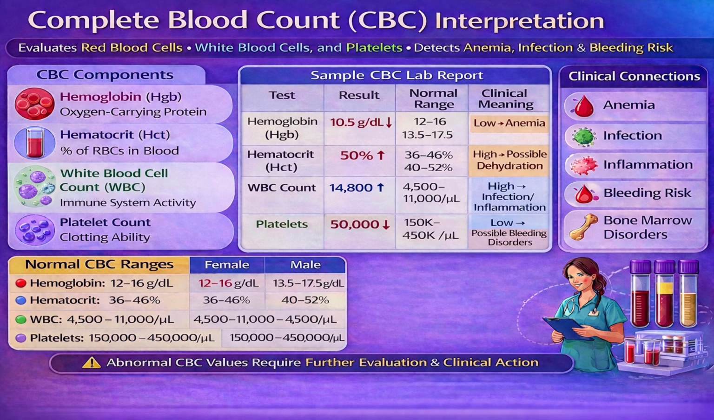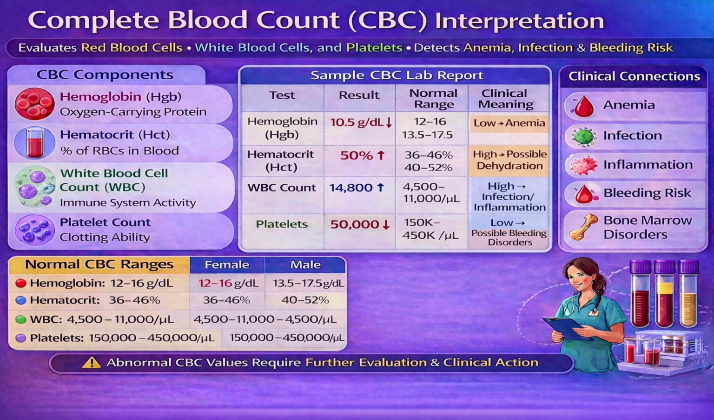indicate anemia. Another important value is the hematocrit, abbreviated HCT. Hematocrit represents the percentage of blood volume composed of red blood cells. Abnormal hematocrit values may suggest conditions such as blood loss or dehydration, depending on whether the value is decreased or elevated.